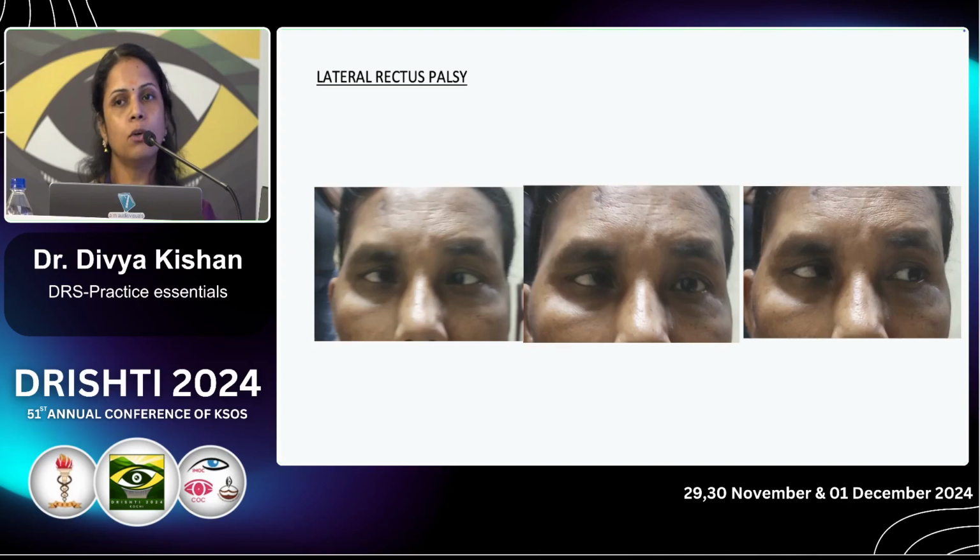So, the take-home message is that even though retraction is a very characteristic finding that you see in Duane syndrome, we need to watch out for acquired conditions which can present as retraction because the management totally varies. And also we need to look out for the systemic associations as well as the coexistent ocular manifestations.